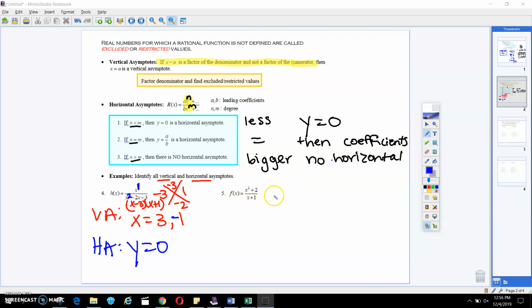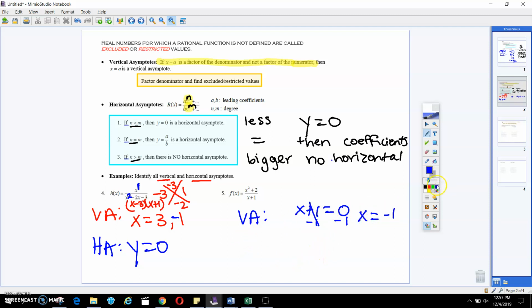But on number 5, if we could factor the top and the bottom, we would. But since we can't, we won't. So in order to figure out what your vertical asymptote is, you're going to take what's in the denominator, set it equal to 0, and solve. So x is going to equal -1.